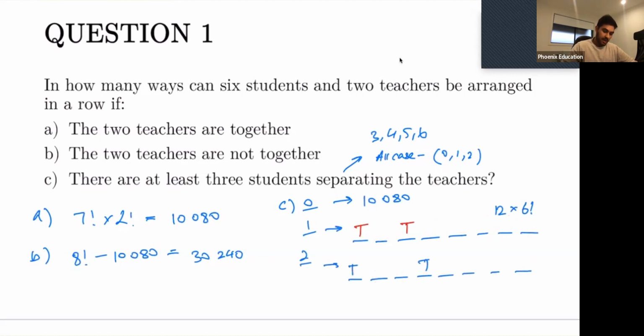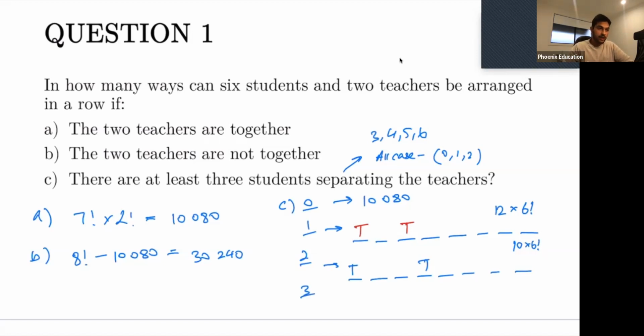Okay, and here, the teachers can occupy 1, 2, 3, 4, 5 positions, but then the teachers can also switch amongst themselves. So that's 10 in total. 5 times 2 is 10. And again, the remaining seats can be seated with students in 6 factorial ways.